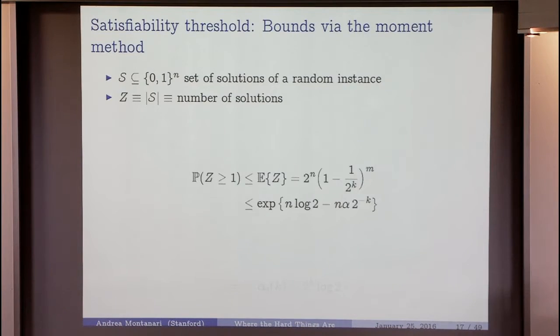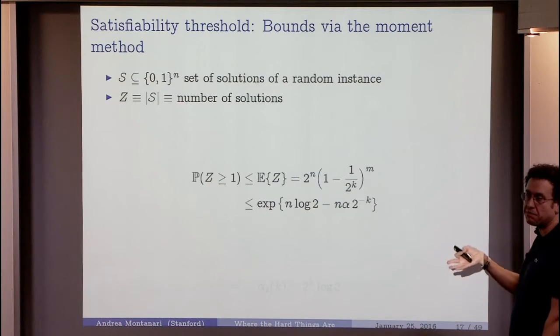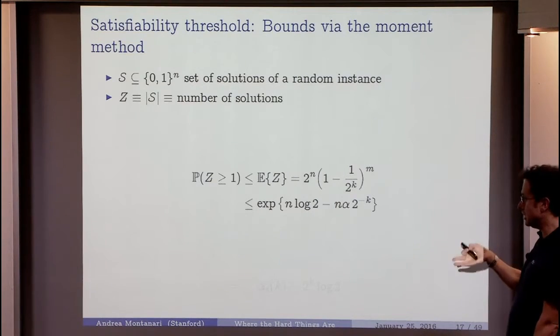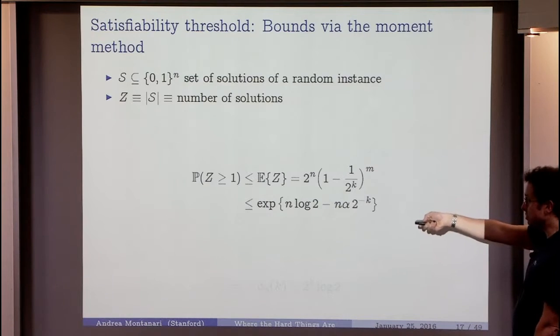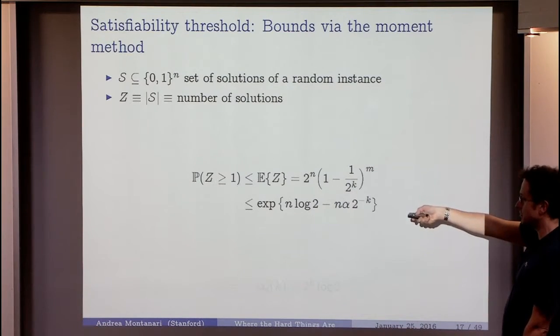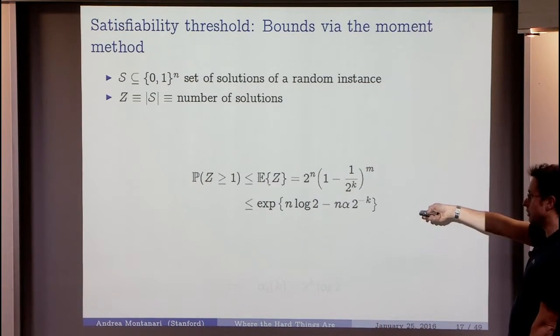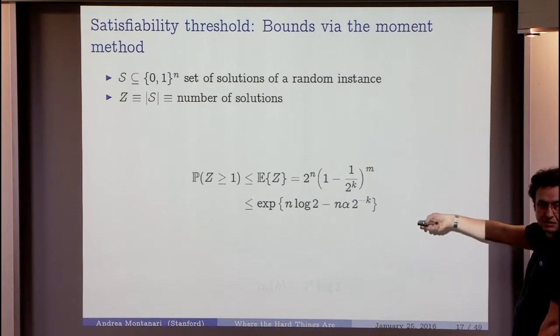And what is the moment method? It's a way to get upper and lower bounds. The upper bound is very easy. So what is the upper bound? You want to show that the formula is unsatisfiable, so you want to upper bound the probability that Z is bigger or equal than 1, that there exists at least one solution. So you use Markov's inequality. This is at most the expectation of Z.